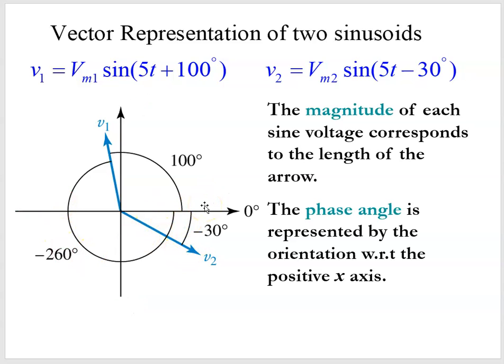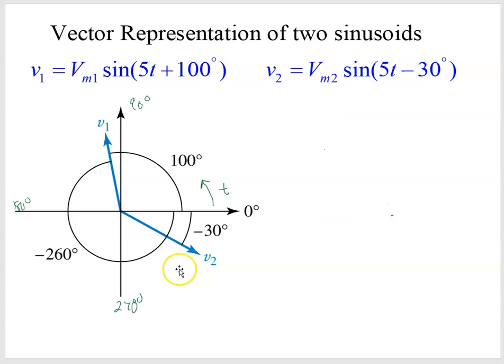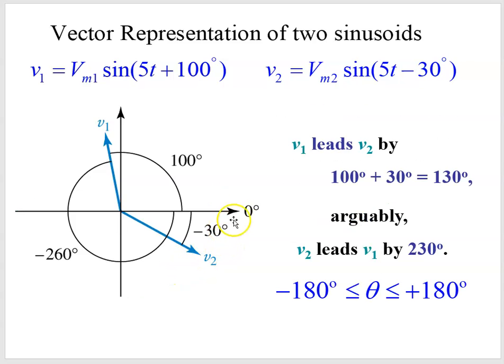Again, on this phase chart here, the magnitude of each sine voltage corresponds to the length of the vector or the arrow, and the phase angle is represented with respect to the positive x-axis. So we see V1 leading by this 130 degrees, or V2 lagging by the 130 degrees. Again, arguably we could say V2 leads V1 by 260 degrees. That's also an error. That should be 260 degrees. But we want to stick with our convention.